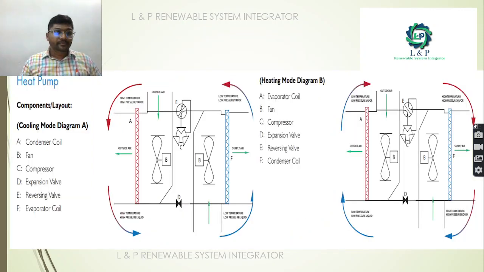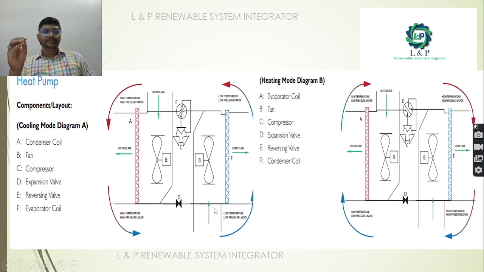Now when we try to understand the heat pump, it has some important components. One is the condenser coil. Second, it has a fan. With the help of the fan, we are supplying air inside the building as well as taking away the air from that building. So fans play a vital role. Next is a compressor. Then we have an expansion valve. Then we have the reversing valve, and most importantly, we have the evaporator coil also.